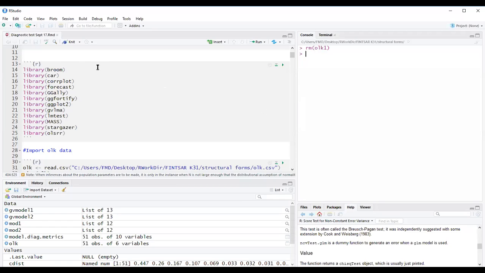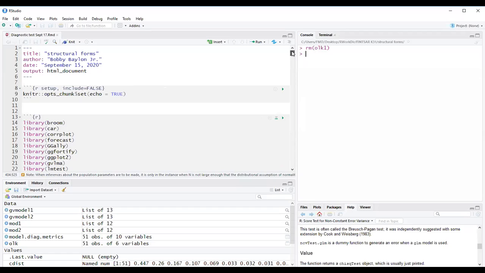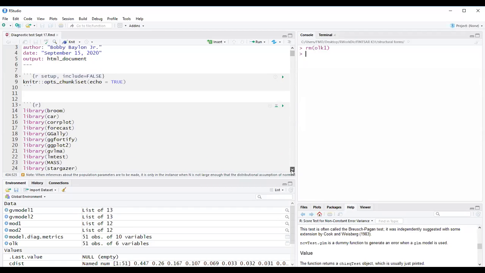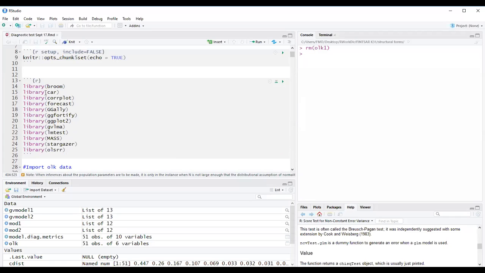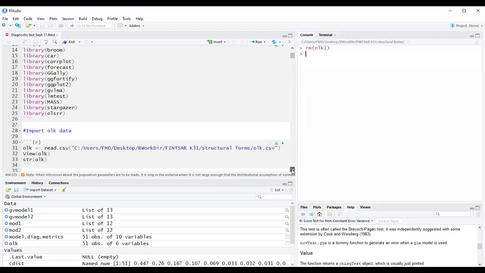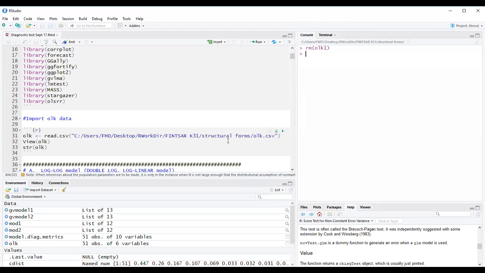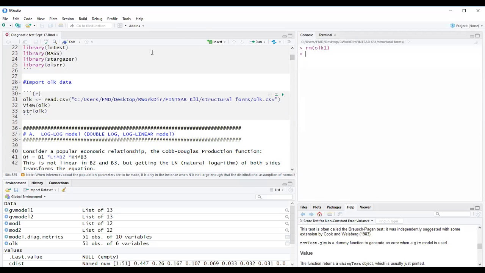All right. So I requested you to already require or install the packages. And then I hope you have already imported your OLK. Have you imported it, guys? Yes, sir. Yes po. Okay, sige. So, I'll just view OLK a bit.